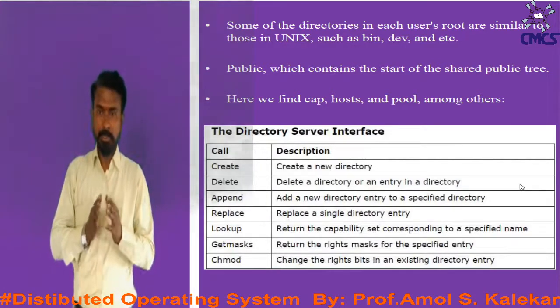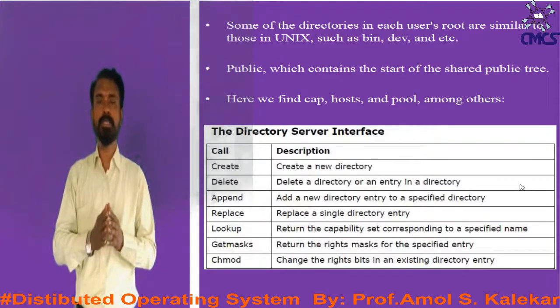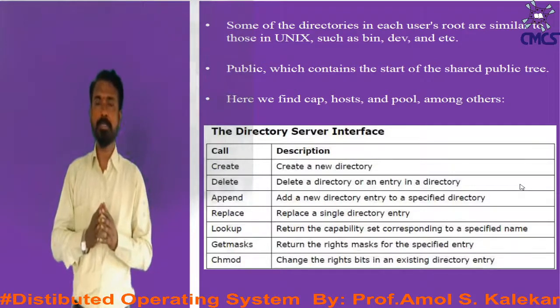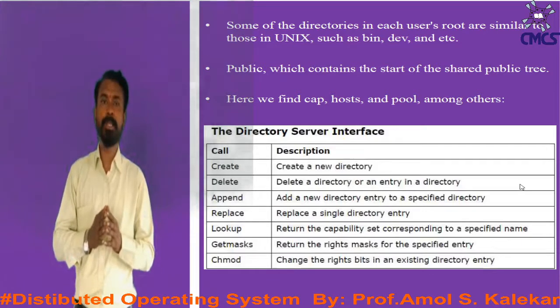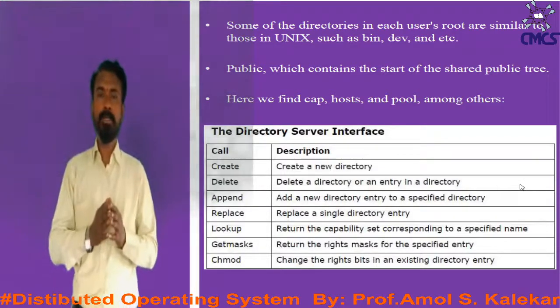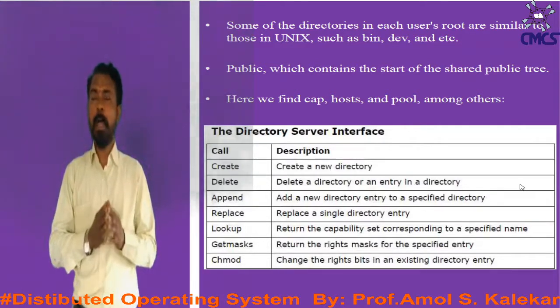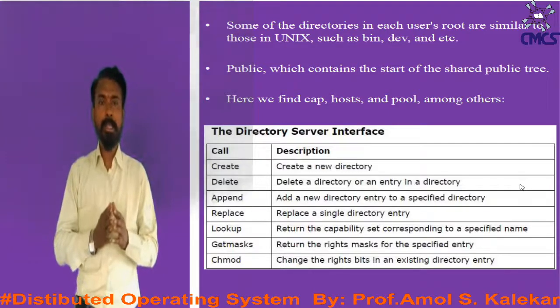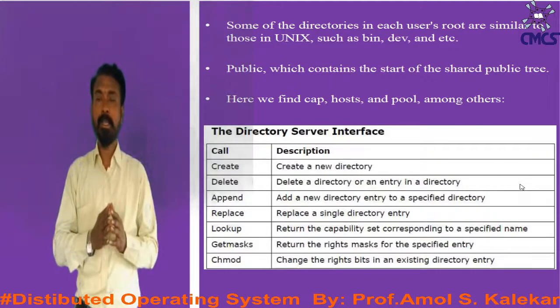Now students, we will see some of the calls included in the directory server interface. Again, we have a table with two columns: the first one is the call and the second one is the description. The calls supported by this directory server interface are, first, create, which creates a new directory. Then delete, which deletes a directory or an entry in the directory. Then append, which adds a new directory entry to a specified directory. Then there is the replace call, which replaces a single directory entry. Then there is lookup, which returns the capability set corresponding to a specified name.